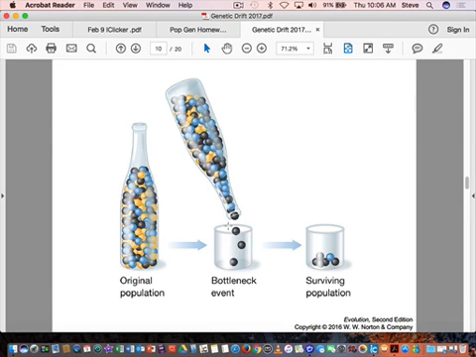Okay, we're going to now contrast what are called bottlenecks versus founder effects. They're both mechanisms by which population sizes get reduced.